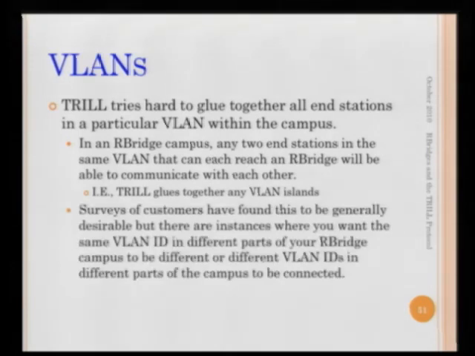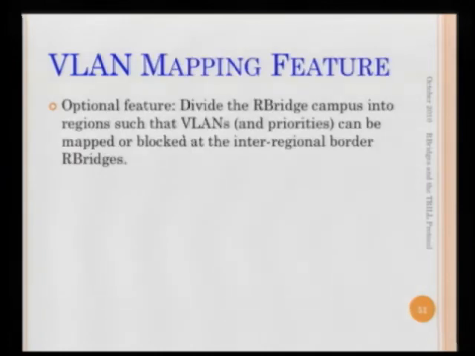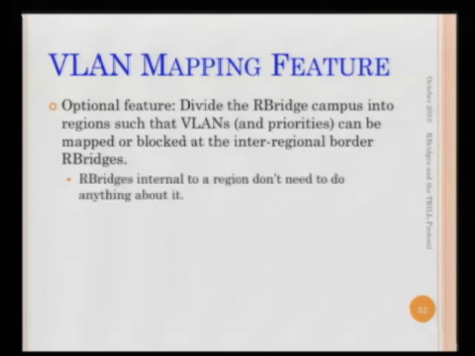So talking to customers, many of them found that it's really kind of desirable not to have VLANs partitioned, but obviously there are cases where you do want to be able to do that sort of thing, and you want the same VLAN ID in different parts of your RBridge campus to actually mean different things, maintaining islands, or perhaps different VLAN IDs in different parts of your campus to really be connected together and mean the same VLAN. So there is a feature that will do that, where you can divide your RBridge campus into regions, such that the VLANs and priorities in the different regions can be mapped or blocked in various ways at the inter-regional boundaries. So essentially it makes the meaning of VLANs and priorities local to each region.